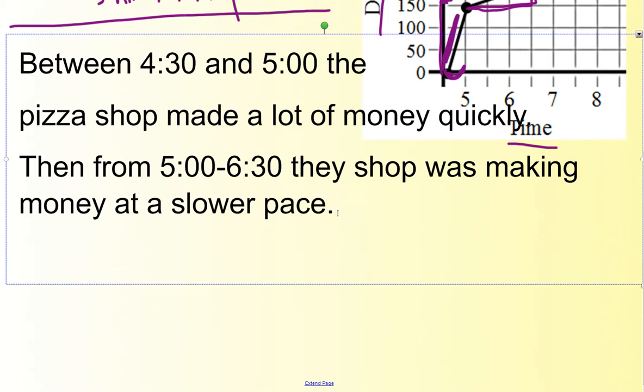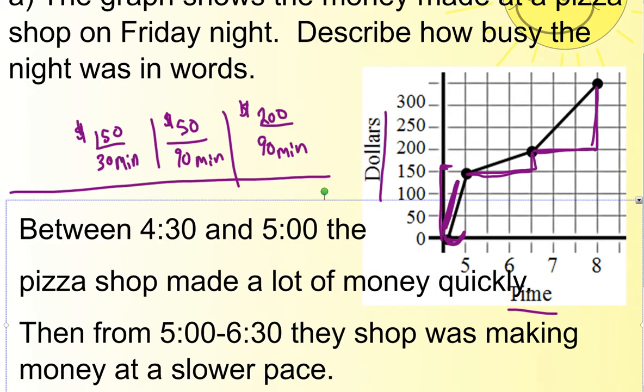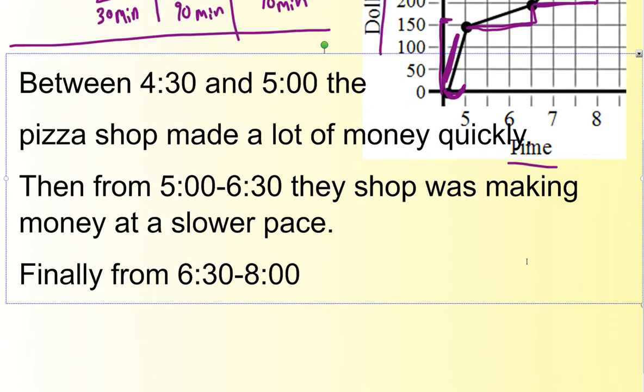And then finally, from 6:30 through 8 o'clock, what happened? Well, the rate they were making money increased, because we have this increase right here. It's a greater rate, so they're making money at a faster pace again. So finally, from 6:30 to 8 o'clock, the shop was making more money again. The shop made money at a faster pace.